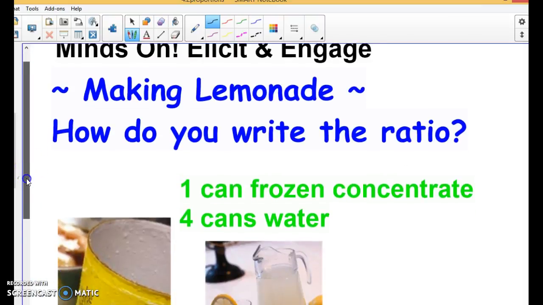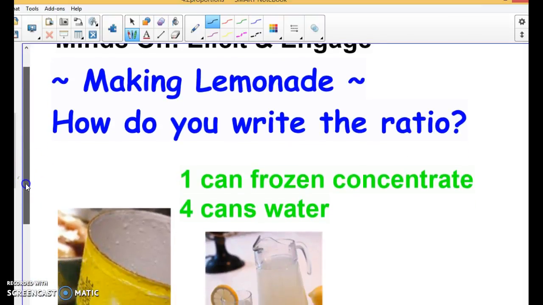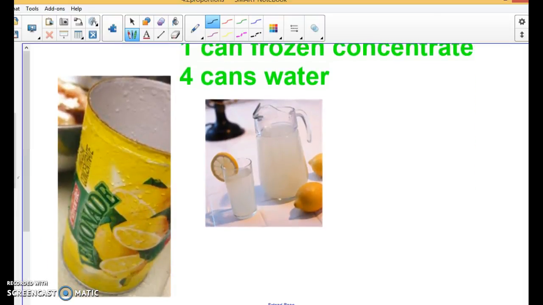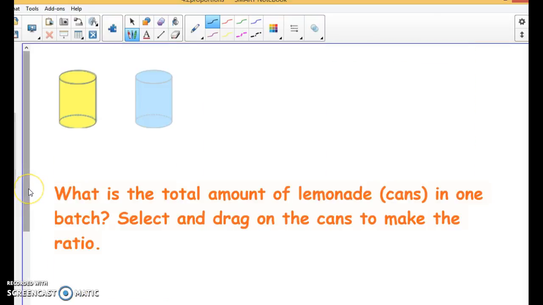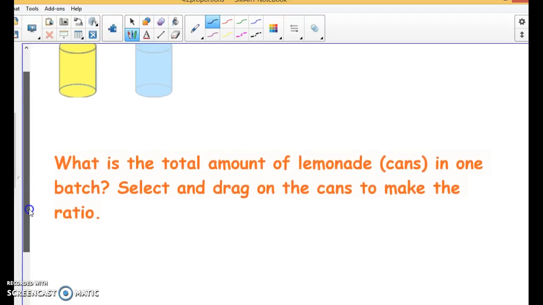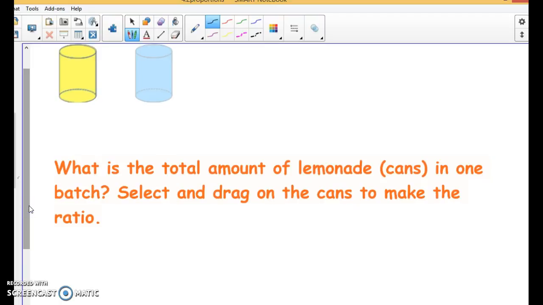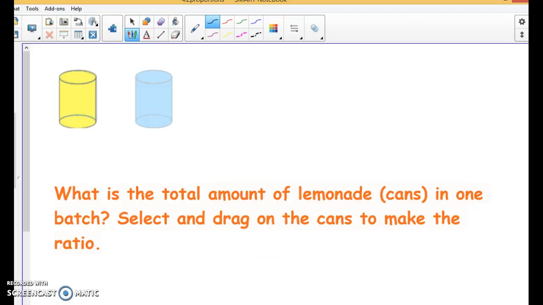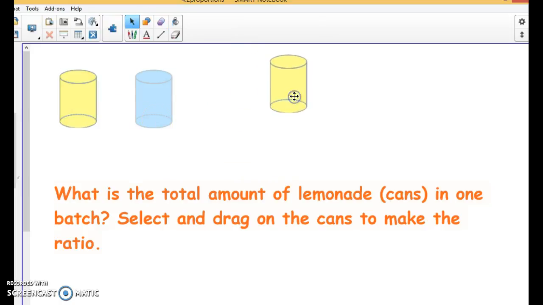Something like making lemonade. If I want to make lemonade, I need 1 can of frozen concentrate and 4 cans of water, and that would make 1 batch. So if I want to write the ratio in 1 batch, I need 1 can of the concentrate to 4 cans of water.